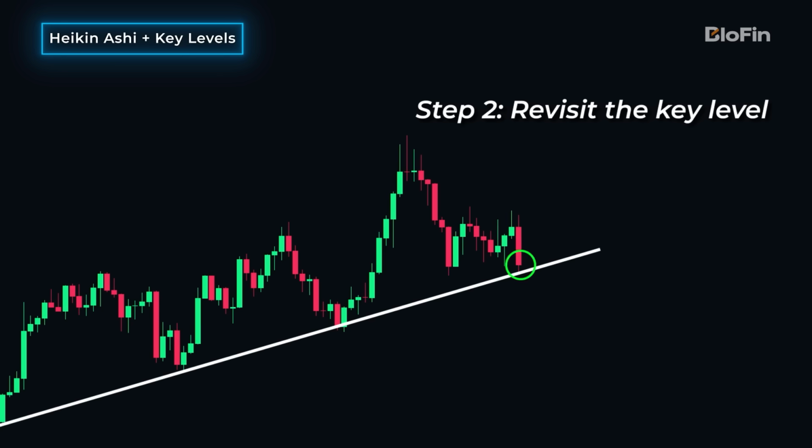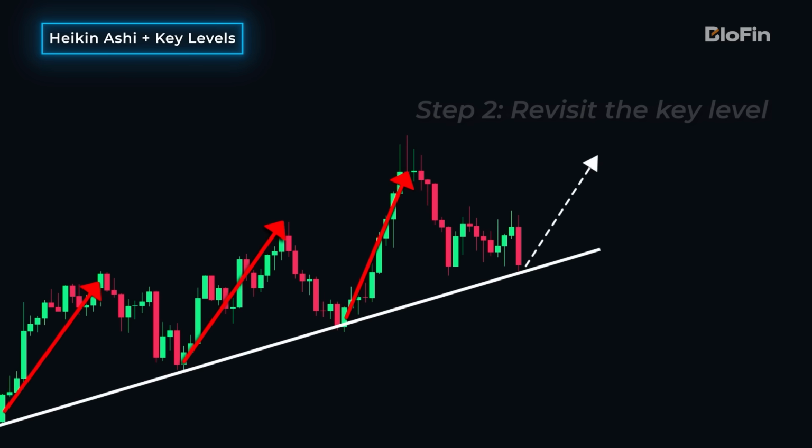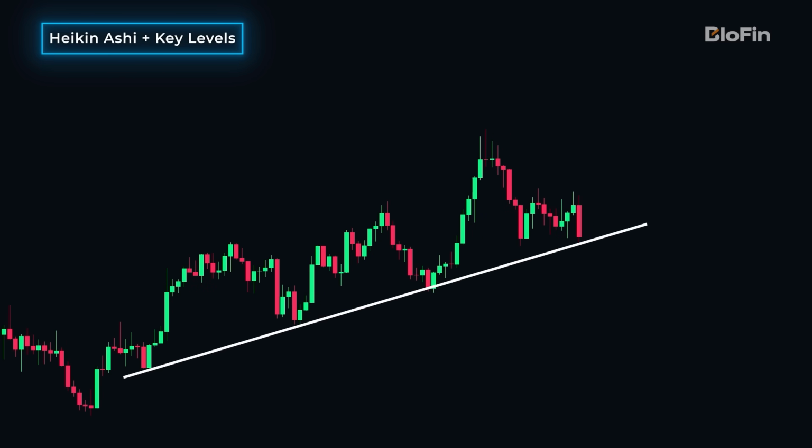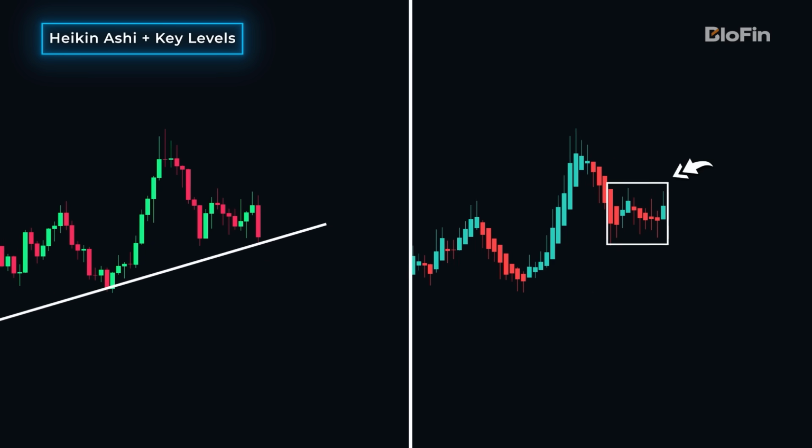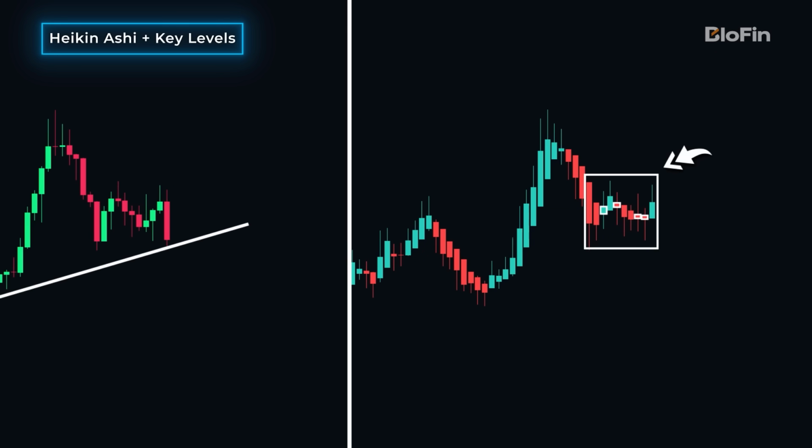Like this. Now, since price has bounced off this trend line multiple times before, there's a chance that it could bounce again. But we can't just rely on that analysis alone, so we move to step 3, which is applying the Heikin Ashi. Looking at the Heikin Ashi candle, we can see multiple doji candles with small bodies. This tells us that price is still moving sideways, so there's no uptrend confirmation yet.